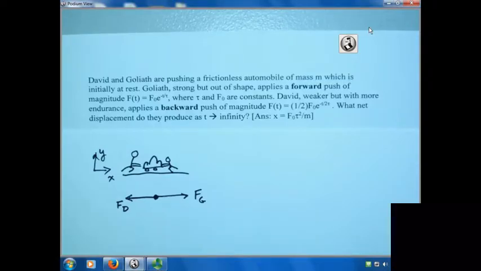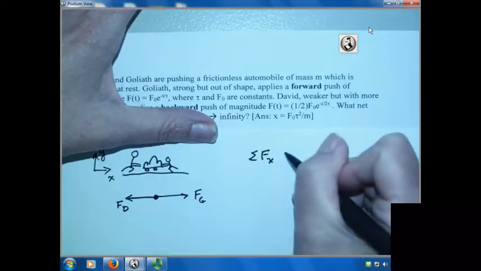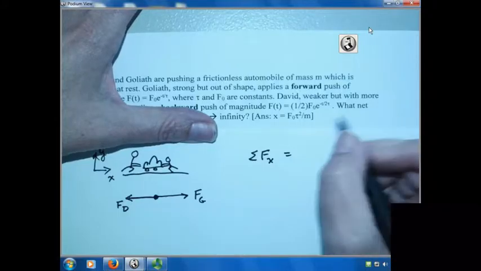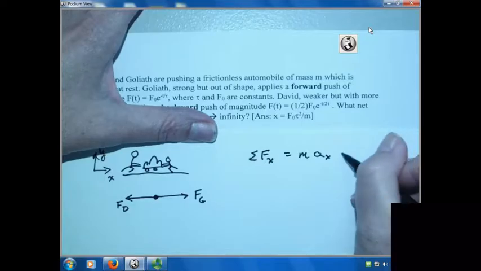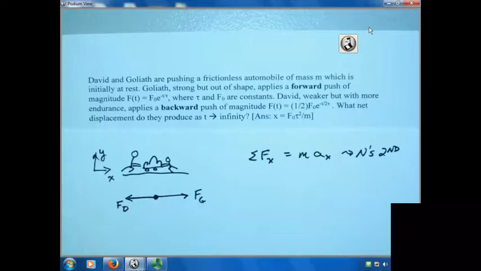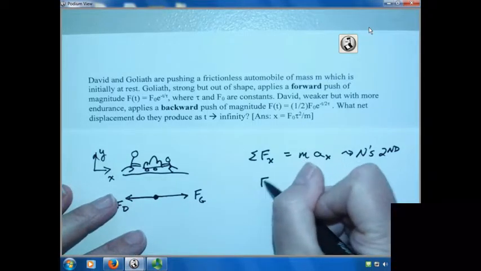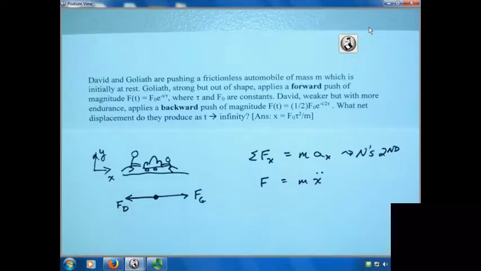Okay. So now I need to apply Newton's second law for one dimension, which is that the net of all x components of forces is equal to the mass of my object times the x component of acceleration. That is Newton's second law. Just to put this into Taylor's notation, he would write this as F is equal to m x double dot, because the x component of acceleration in rectangular coordinates is just x double dot. Are there any questions about that?